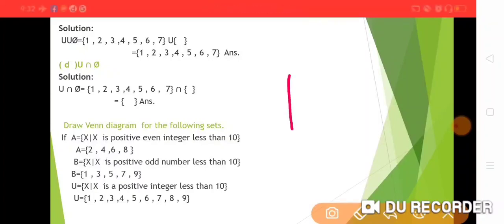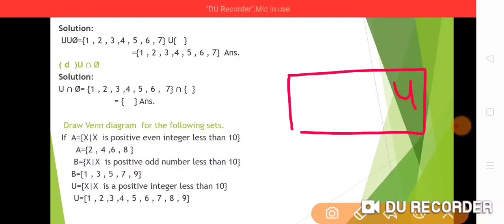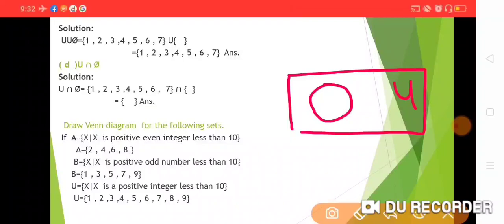is represented by a rectangle, and inside this rectangle, circles or other simple closed geometrical figures are used to represent the sets. This is called the Venn diagram. Venn diagrams are often used to indicate the relationships between the sets.